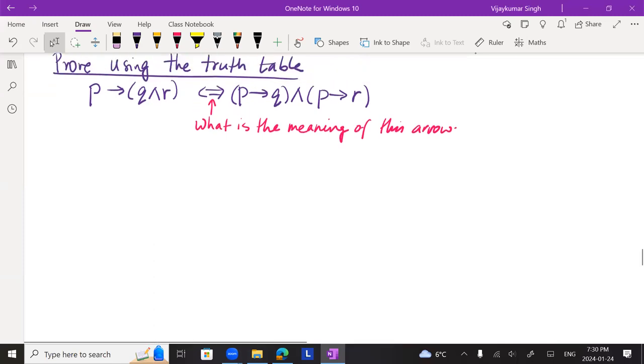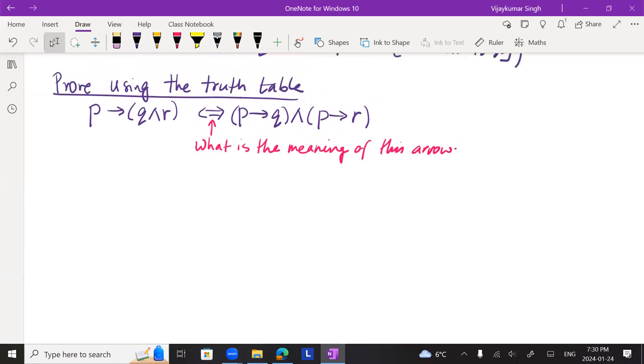The next statement is: prove using a truth table that P implies (Q and R) is logically equivalent to the other statement. This double line means logically equivalent. So we are going to use a truth table here.